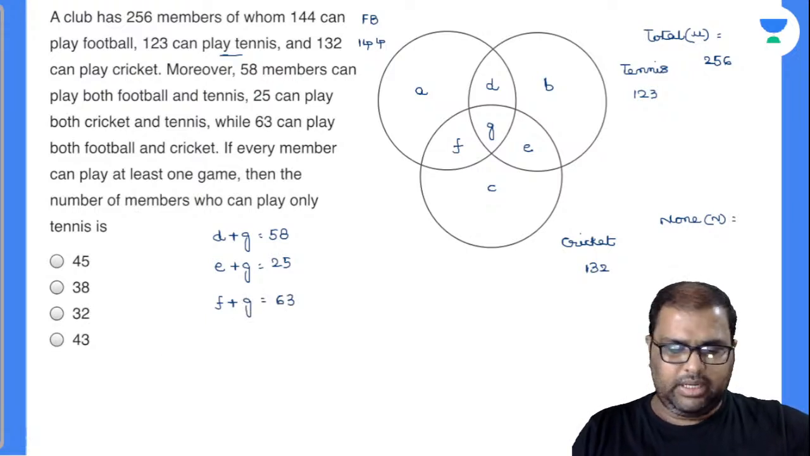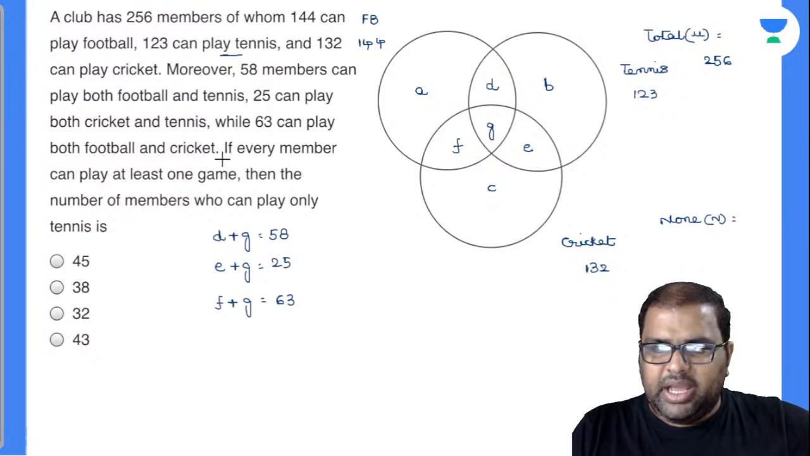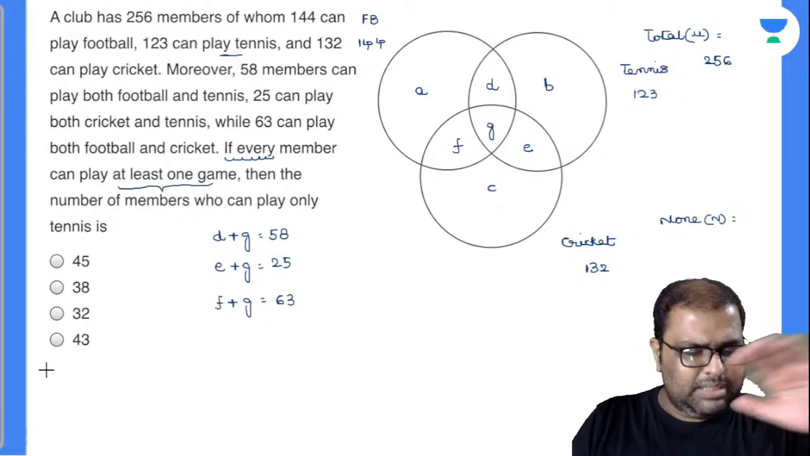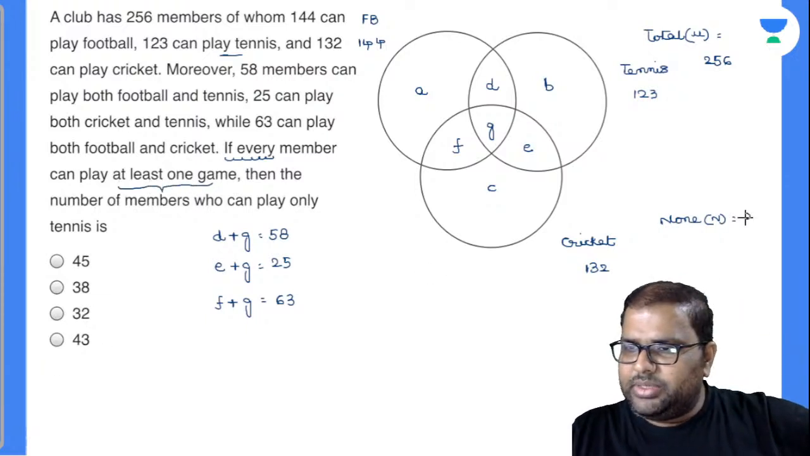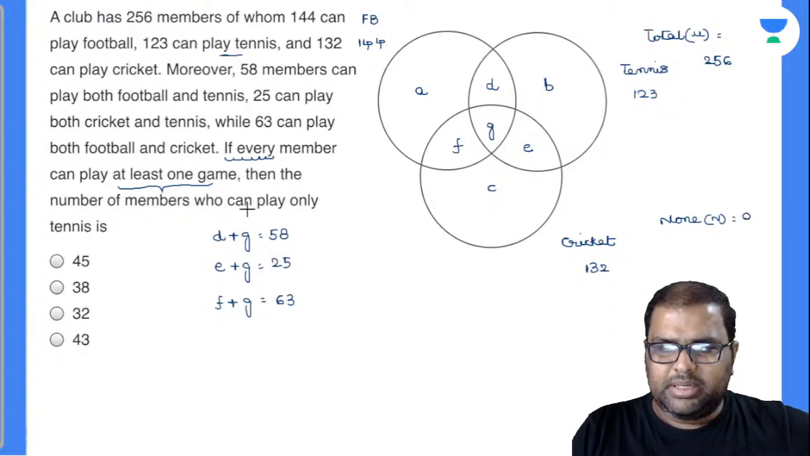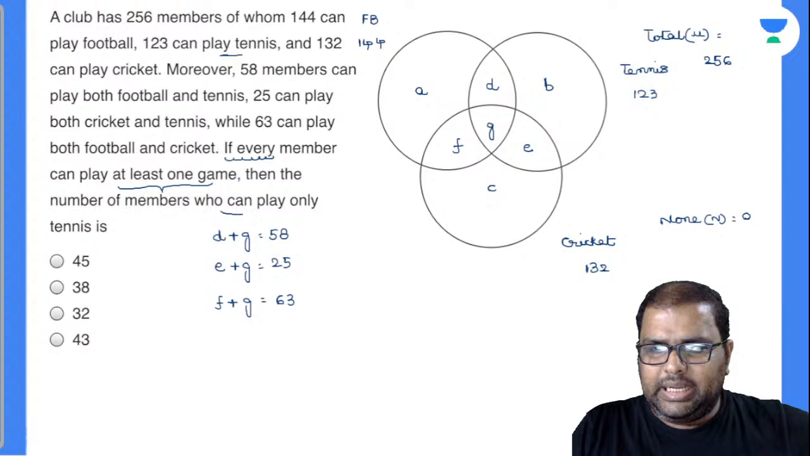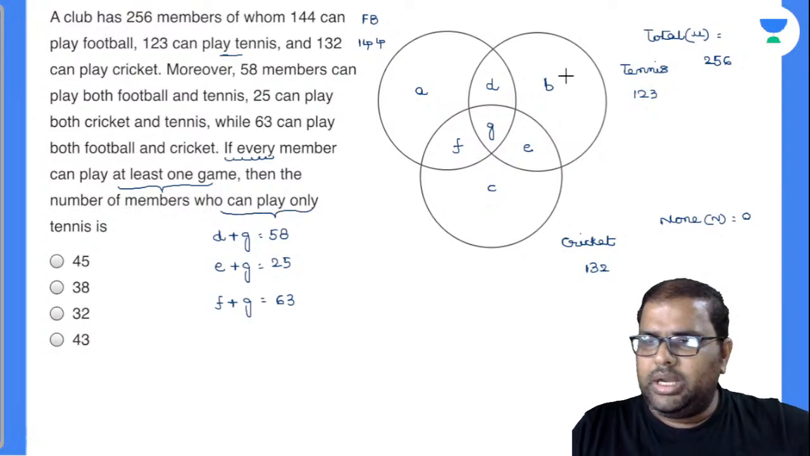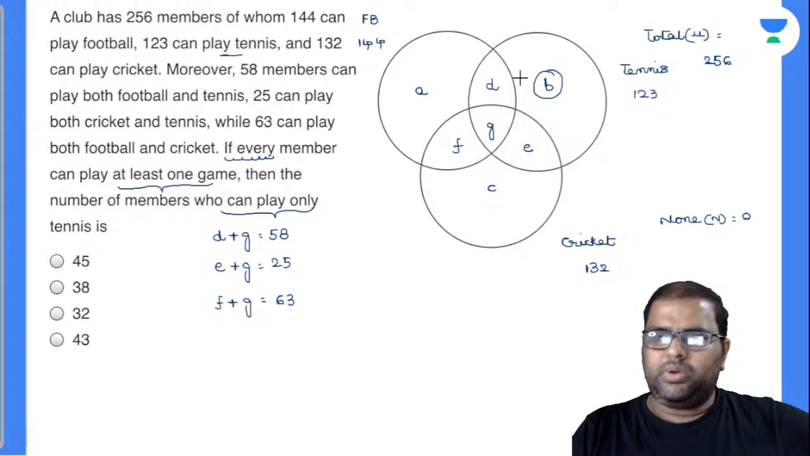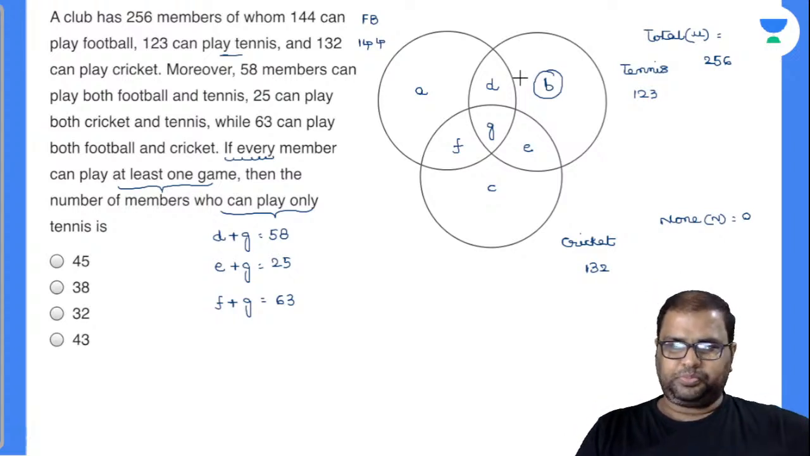This is the point that I want to explain to you. If every member can play at least one game, that is, there is no member who doesn't play any game, then your none value is equal to 0. Then the question asked is the number of members who can play only tennis. Only tennis means you are asked to find the B value.